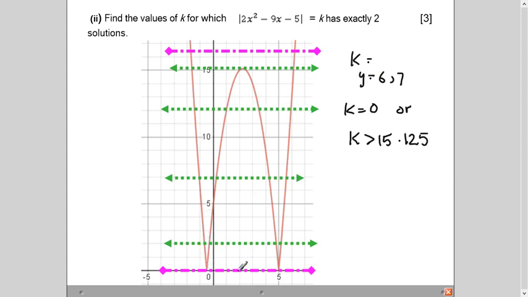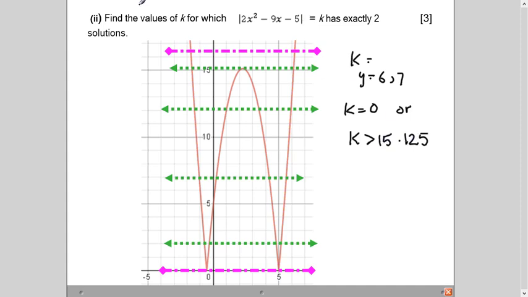Whereas if you see the purple line, it is only intersecting at this point and this point. And what is the equation of this line? y is equals to 0. So k is 0. And if I go above 15.125, the curve intersects the line only at 2 points, right here and here. So that's why the other value is y greater than 15.125.